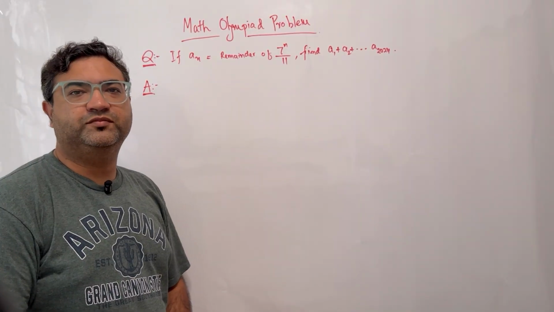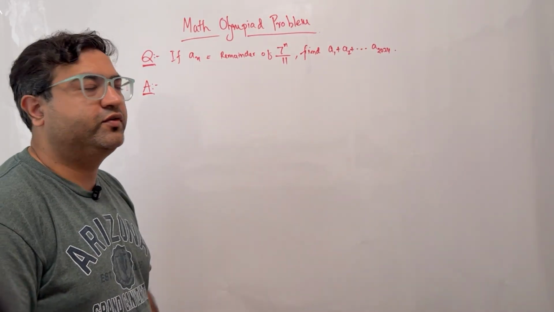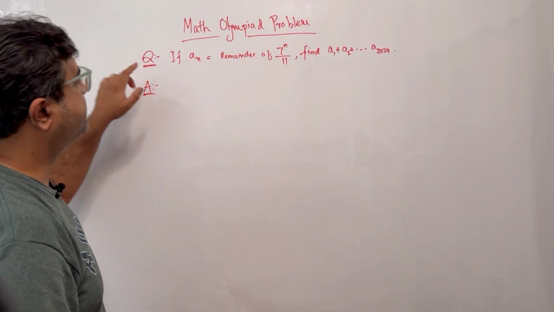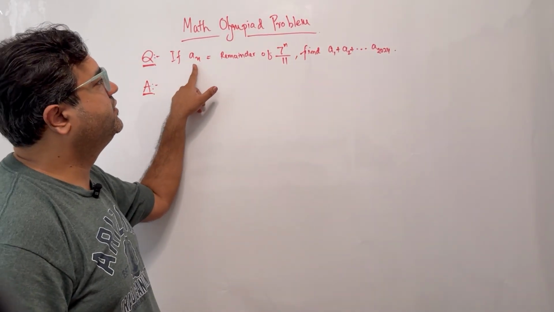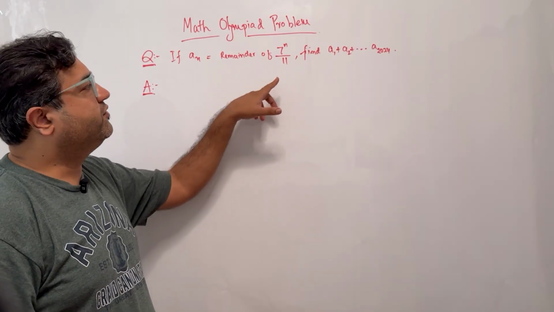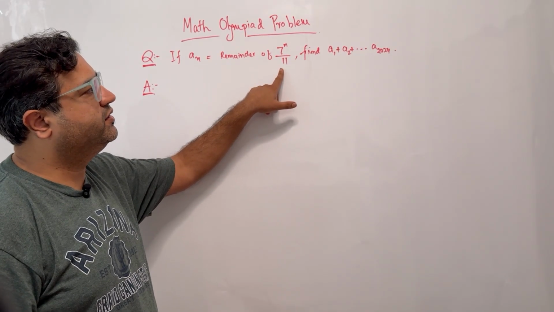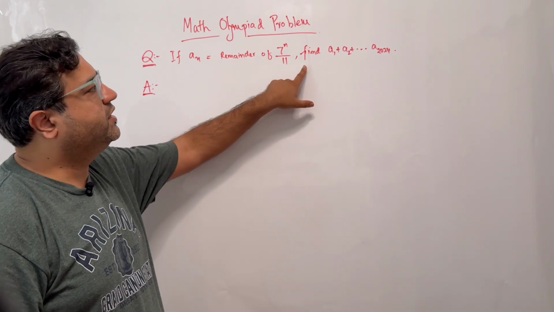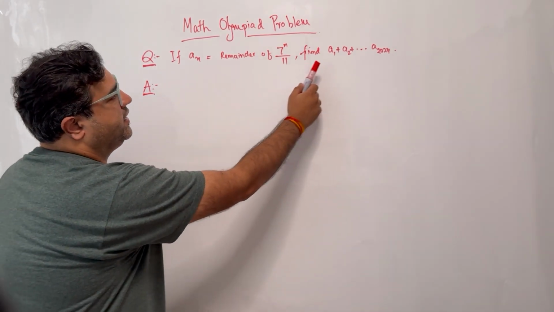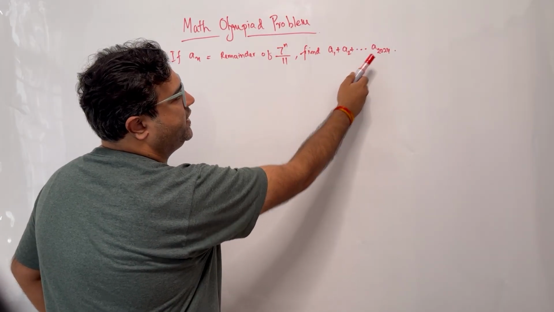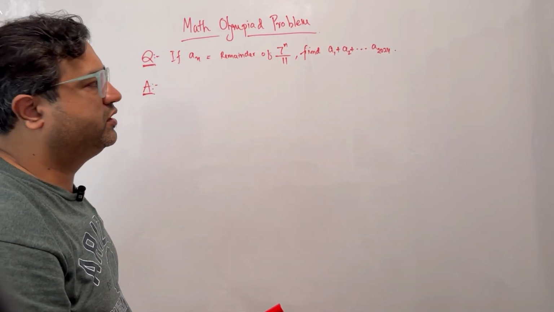Welcome to the video. So today we are going to solve another Math Olympiad problem. The problem is, if a sub n is the remainder when 7 to the power n is divided by 11, then we have to find a1 plus a2 plus a3 all the way up to a2024.